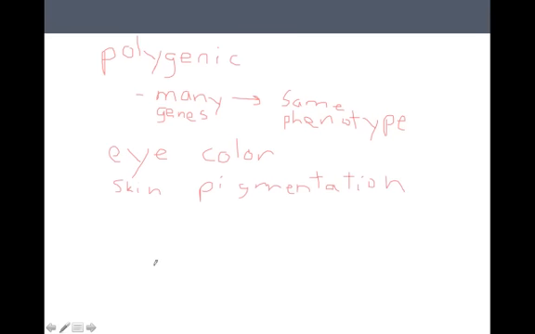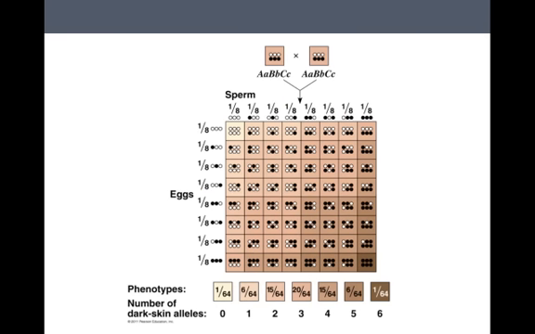I want to focus on skin pigmentation mainly because we did talk about this in class the other day, but also because there's this nice little figure here I want to go over, because I think it illustrates it nicely. Let's look at this specific example of skin pigmentation. If we look at these two parents here, they have about the same skin pigmentation. In fact, let's see if we can find them down here in this chart. They're right here.